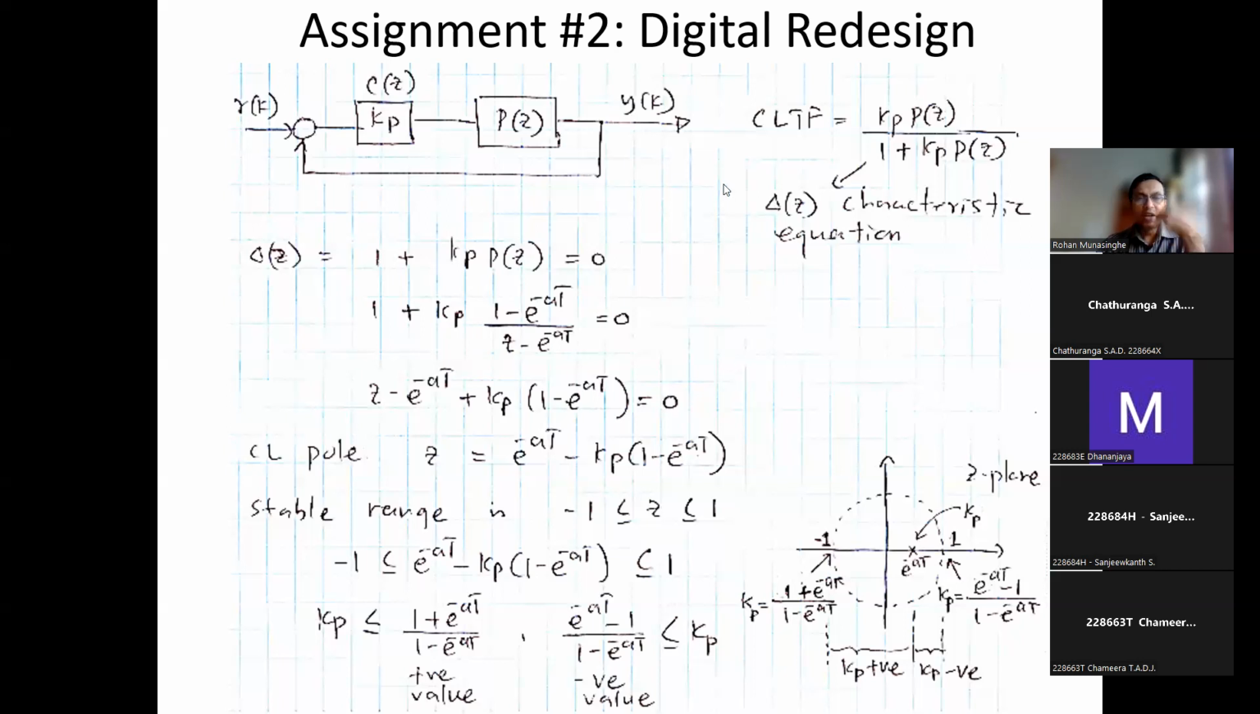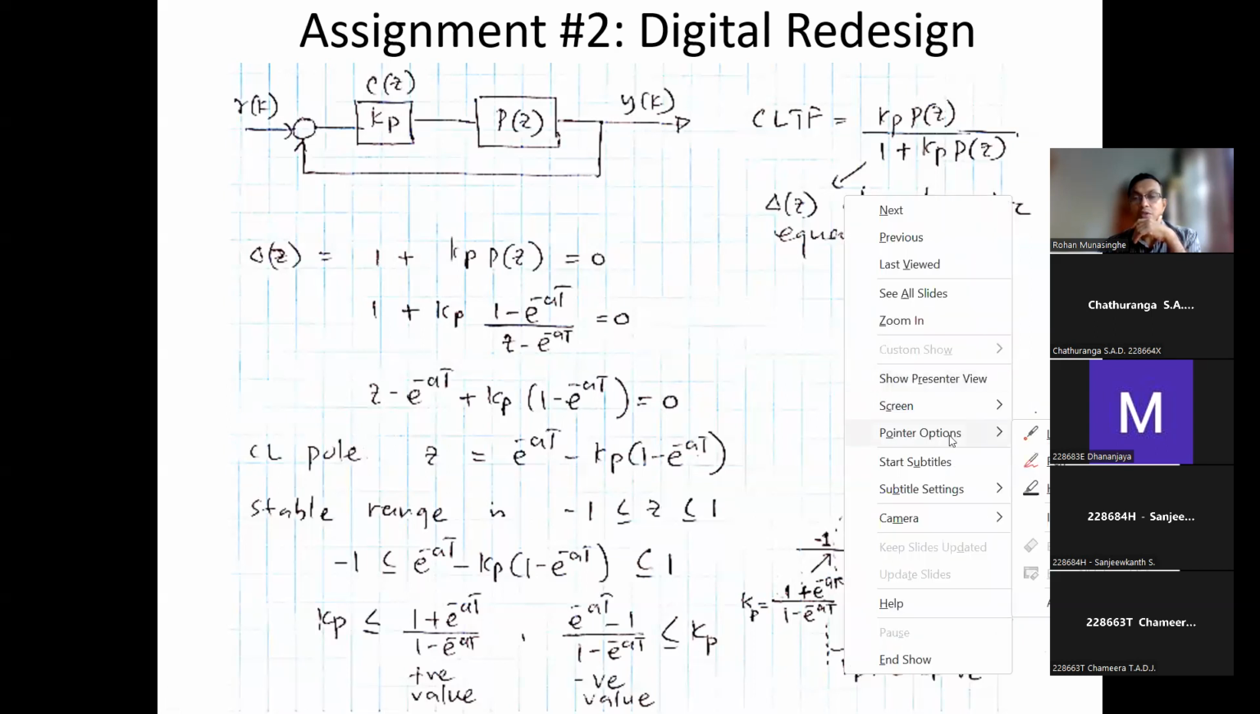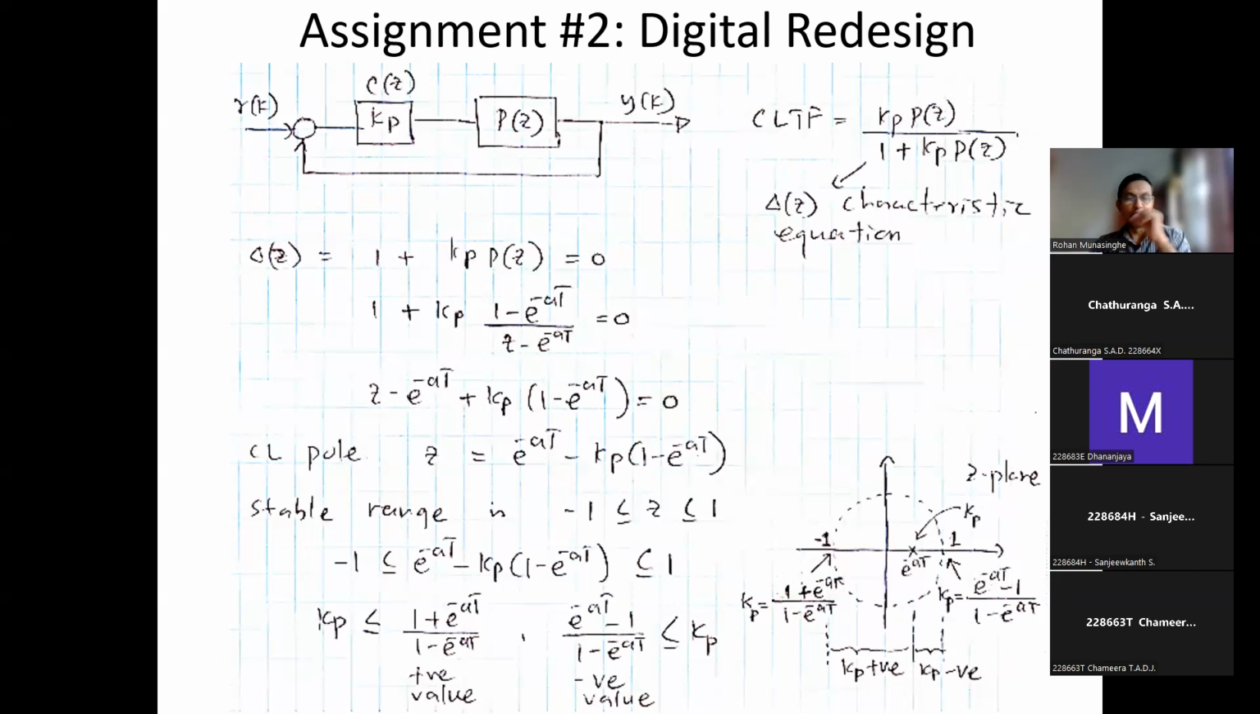If you write down the closed loop transfer function of this one, if you bundle this whole thing as the forward loop, it is this one over 1 plus KP times P(z). So that is your closed loop transfer function, and what comes in the denominator is the characteristic equation that we have already done in the past.